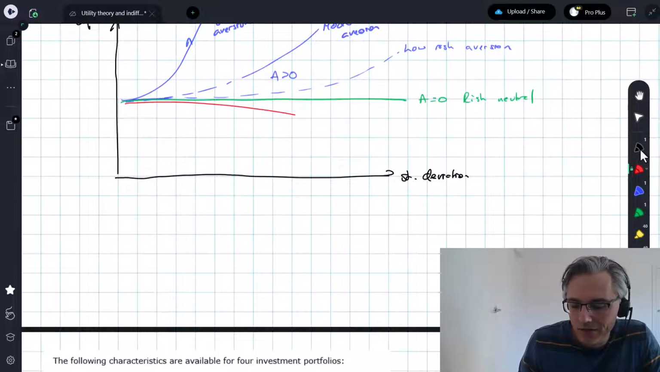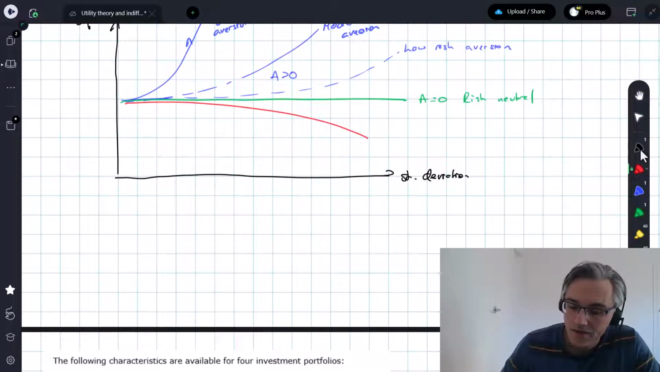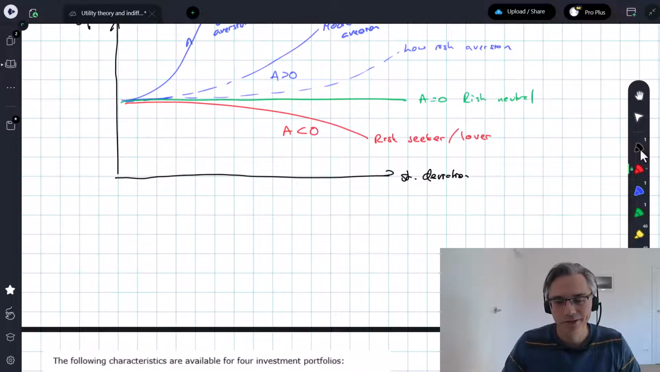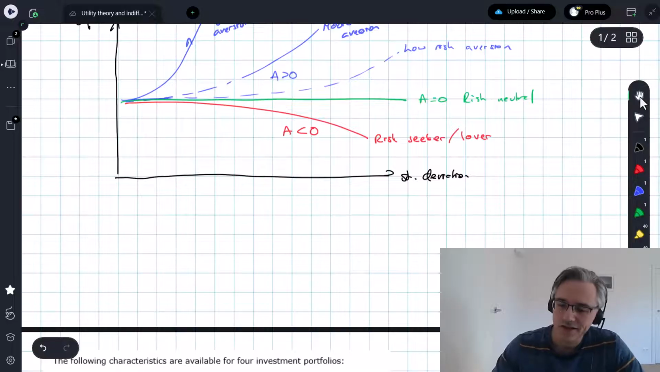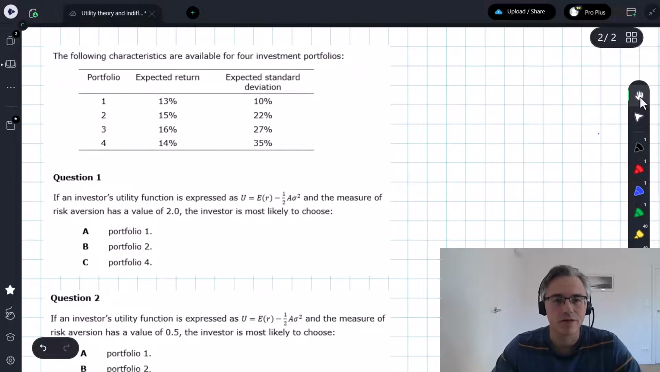And then somebody who is risk-seeking or risk-loving is actually going to have an A that's less than zero. Okay, that's the graphical way to think about it. It should help those of you who have a more graphical memory or graphical mind. Definitely speaks to me better than the function on its own.